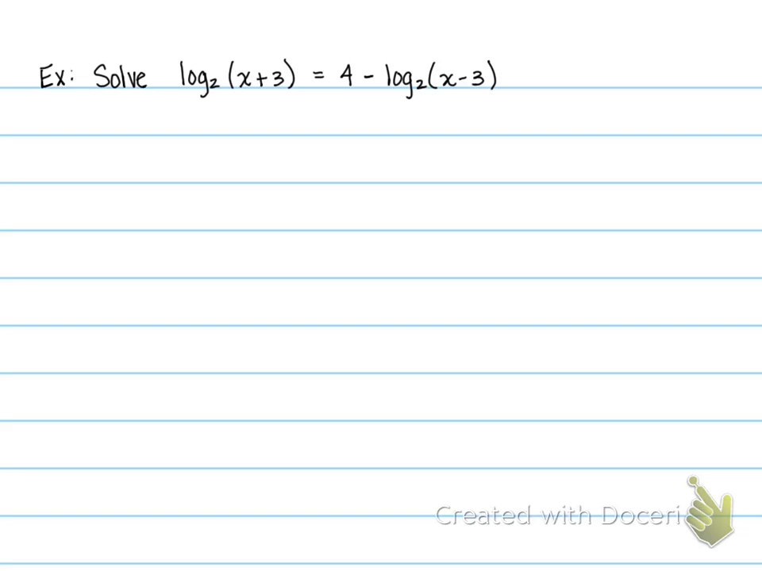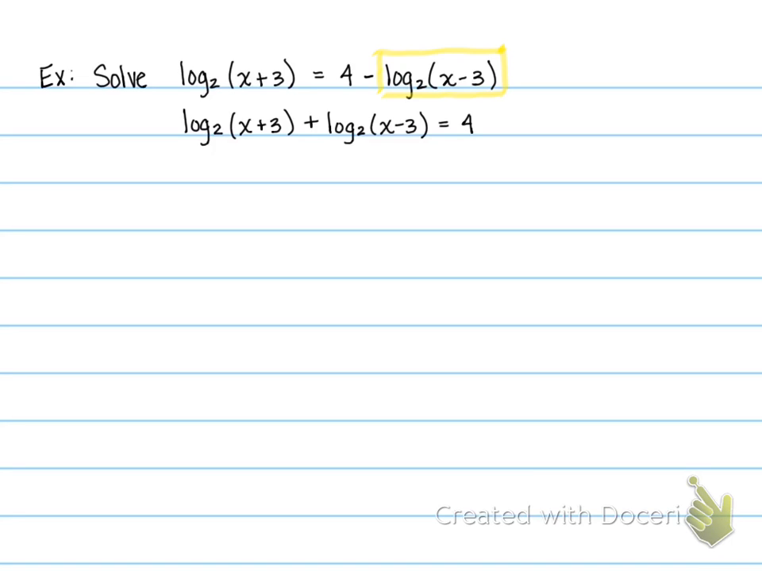As you work with these, you can treat this whole thing like a single number, like one value. Just like if I had 4 minus x, I would add x to both sides to get that x over on the other side. The same is true of that whole chunk. So you want to think of a logarithm, that whole expression, as a single value. So we have log base 2 of x plus 3, and then plus log base 2 of x minus 3 equals 4.